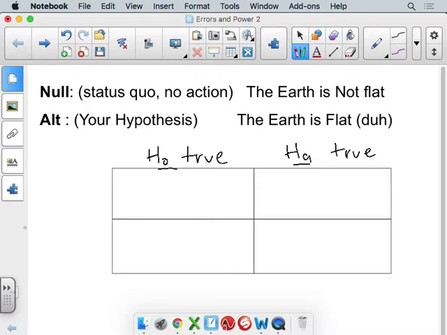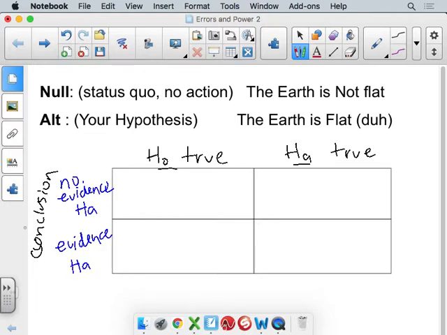Okay, this one over here is going to be my conclusion area. So I have two options over here. I can either say that I have no evidence for the alternative, or I do have evidence for the alternative. When we do our problem, those are our two options for a conclusion. You either do not have evidence for the alternative, or you do have evidence for the alternative.